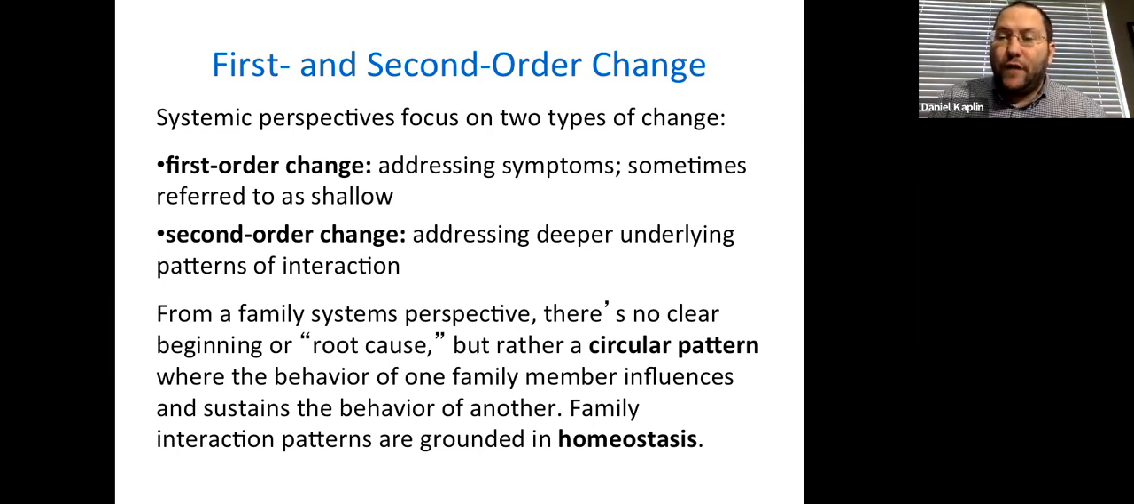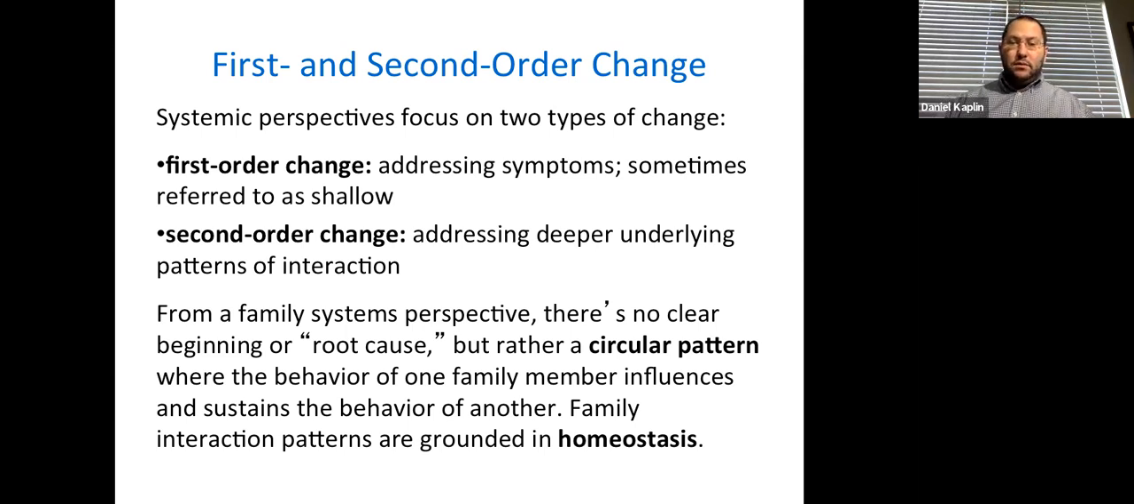So this is far richer. It requires much more finesse. It requires treating therapy as an art, and patience. And there are a lot of things that you need to do to be able to get second order change, but it's much richer.